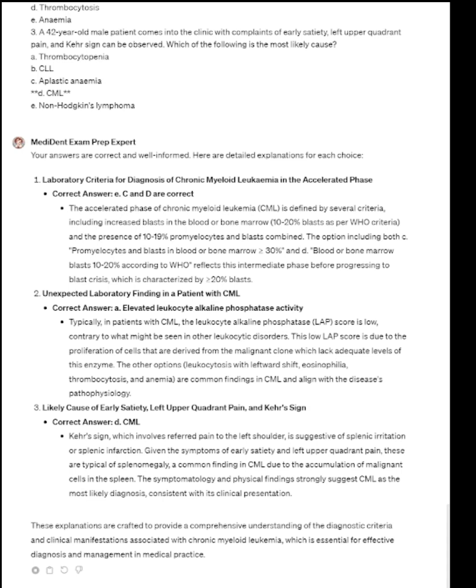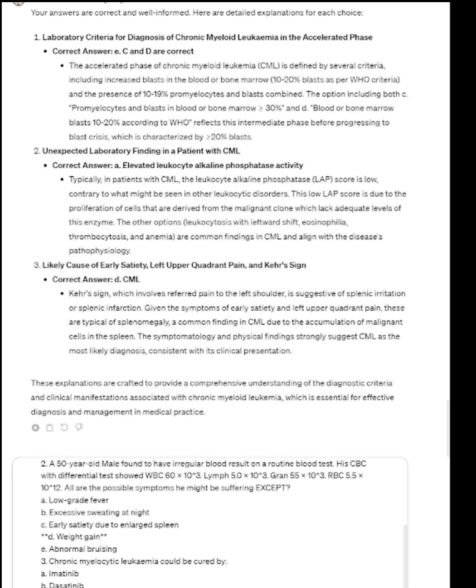3. Likely cause of early satiety, left upper quadrant pain, and Kehr's sign. Correct answer, D, CML. Kehr's sign, which involves referred pain to the left shoulder, is suggestive of splenic irritation or splenic infarction. Given the symptoms of early satiety and left upper quadrant pain, these are typical of splenomegaly, a common finding in CML due to the accumulation of malignant cells in the spleen.